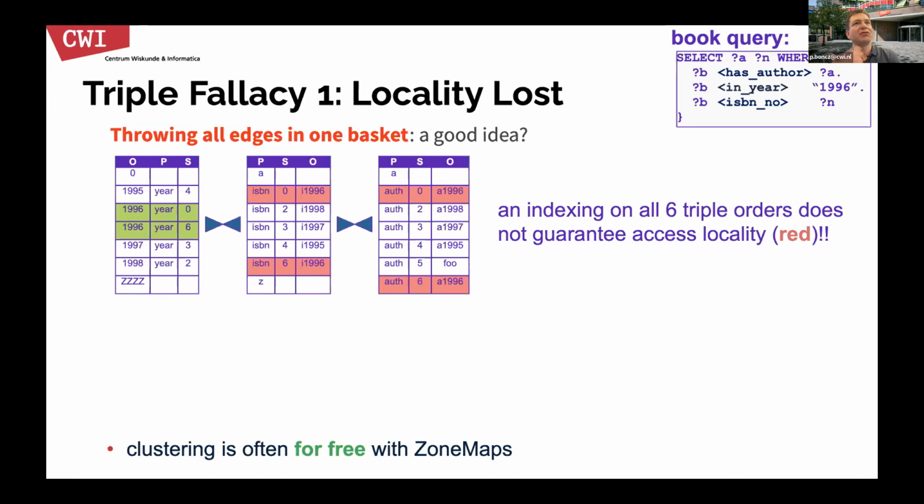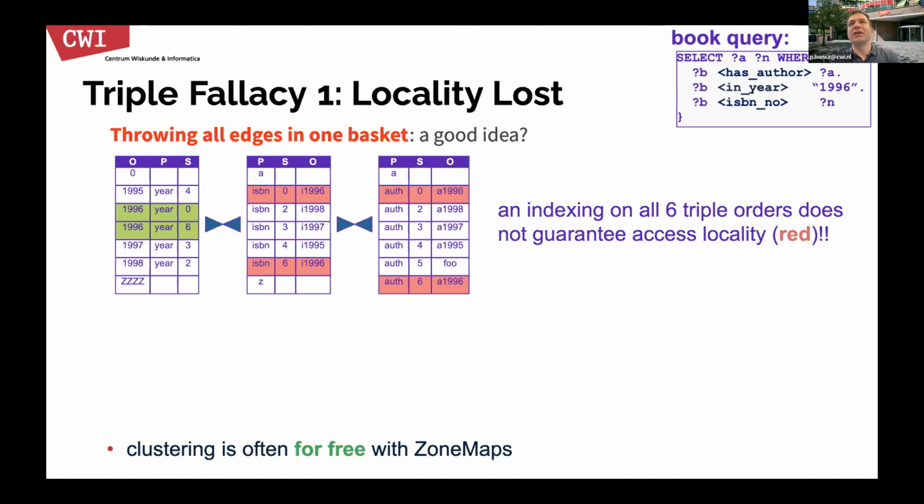They say, well, if you have just triples, there are 6 different orders in which you could order these 3 columns of the triple, and you can make a clustered index on all of them, and I always have indexed access, and I'm always good, because I always have an index. This is, however, not true, because it's not only about having an index.